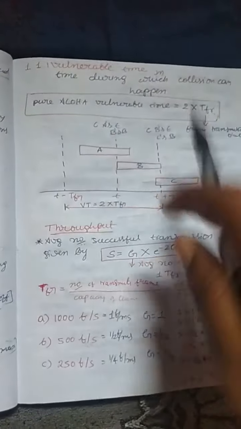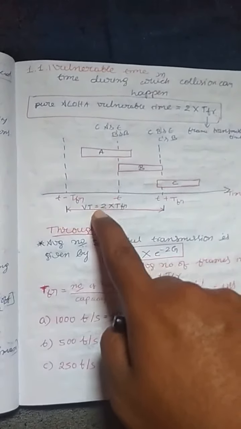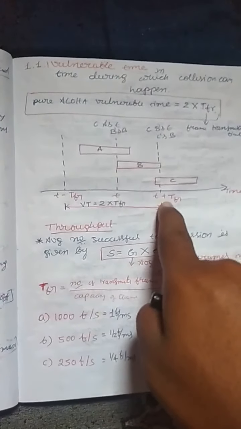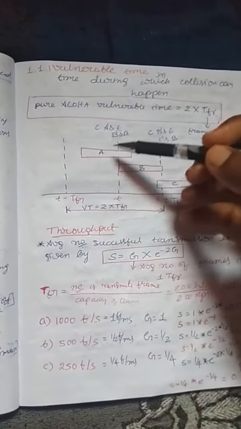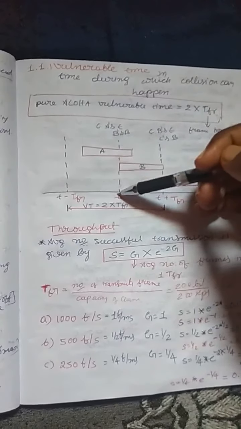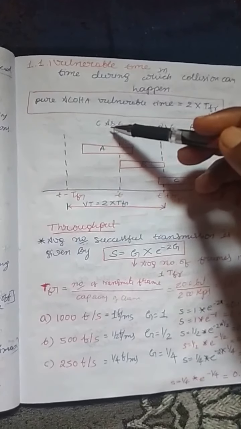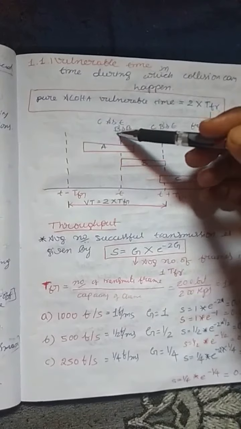You can see that there are two times where collision happens. You can see that the collision happens at A's end and B's beginning.